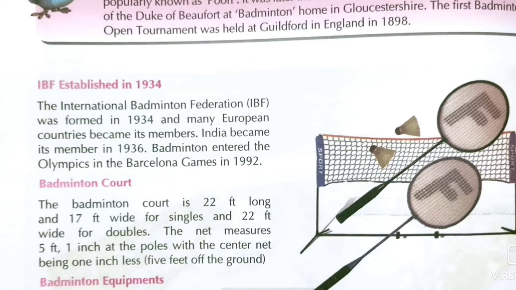Now next, the badminton court. What is the measurement of this court? The badminton court is 22 feet long and 17 feet wide for singles. Singles means one person per side. It is 22 feet wide for doubles. The net measures 5 feet 1 inch at the poles, with the center of the net 1 inch lower, so the height of the net from the ground is 5 feet. Students, remember the measurements of the badminton court.